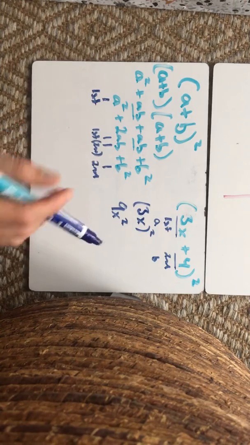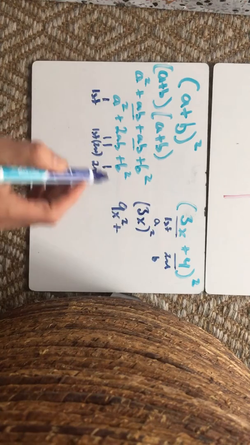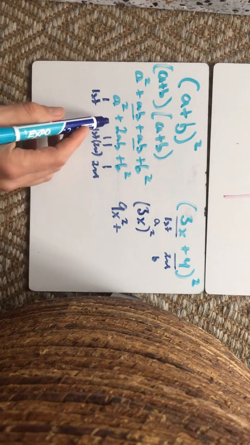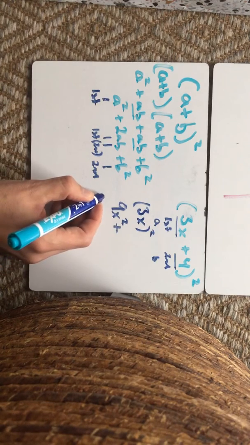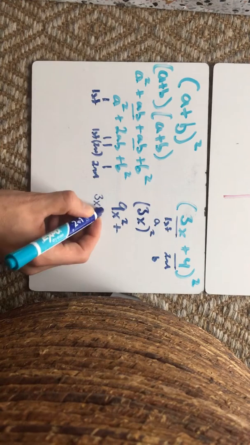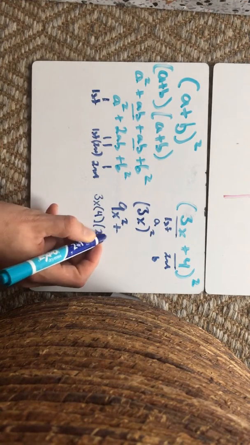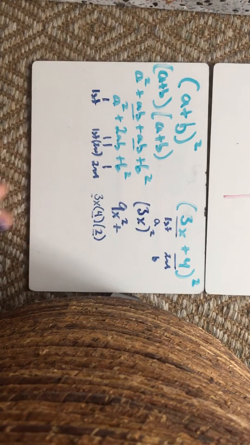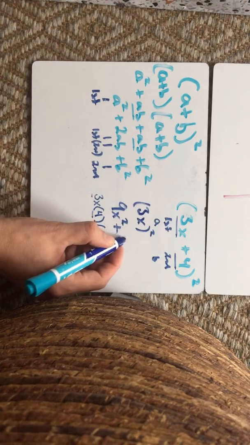Next, I'm going to add my first times my second. So my first is 3x, my second is 4, times 2. So I'm going to do 3x times 4 times 2. Since all of these are numbers, I can use the commutative property, rearrange them, multiply them all together. 3 times 4 is 12, times 2 is 24, so I have 24x.